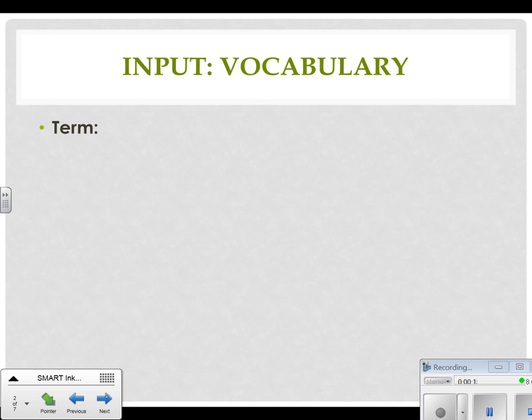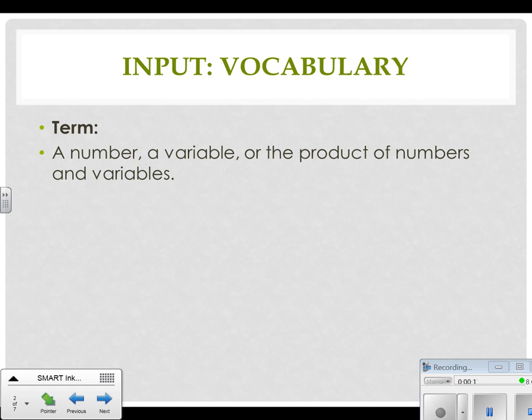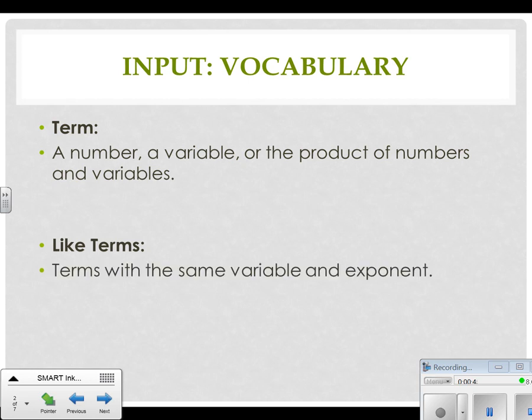A term is a number, a variable, or the product of numbers and variables. What we're going to be doing with terms is looking at them to see if they are like terms, and if you have like terms you can combine them. Once again, any number, just a variable by itself, or a product, which means you multiply numbers and variables, those are terms. And when you have like terms, that's when you have terms with the same variable and exponent.